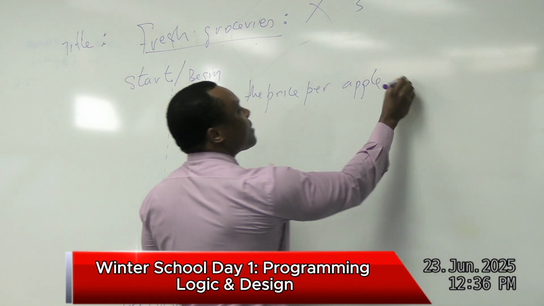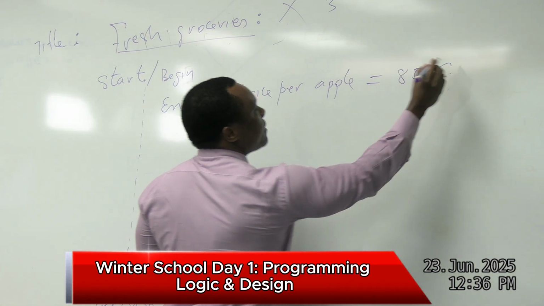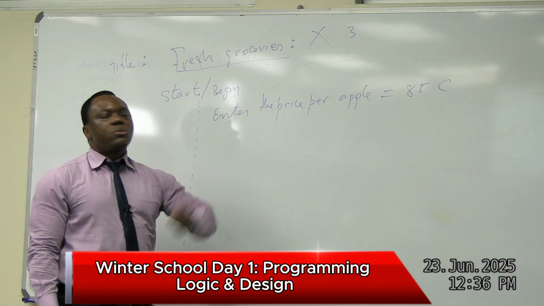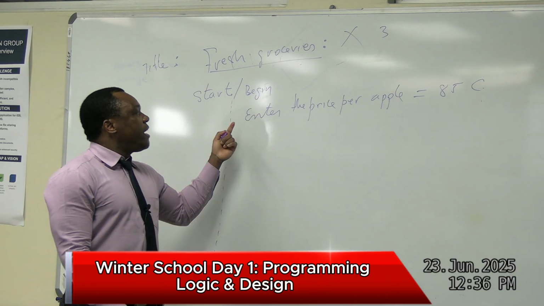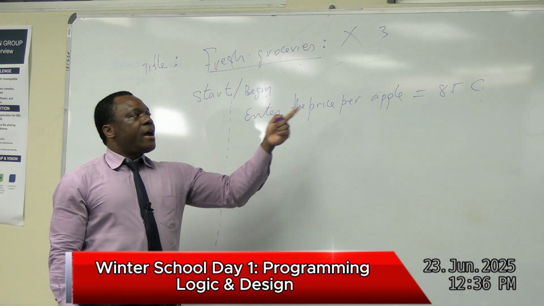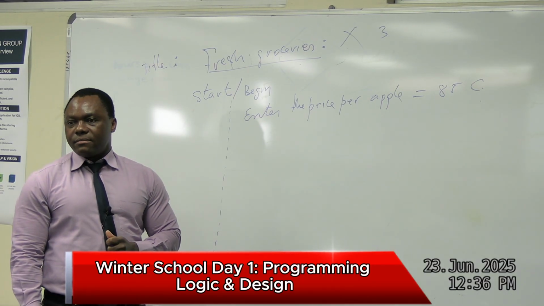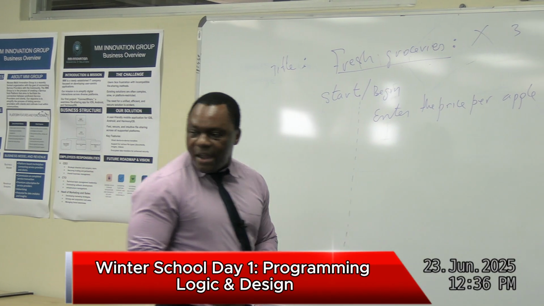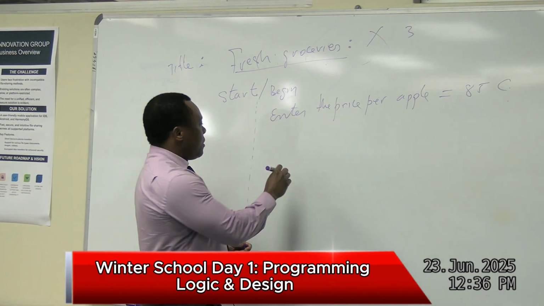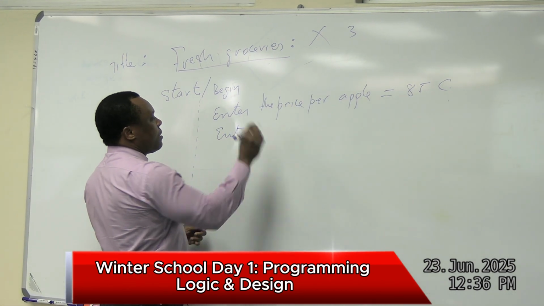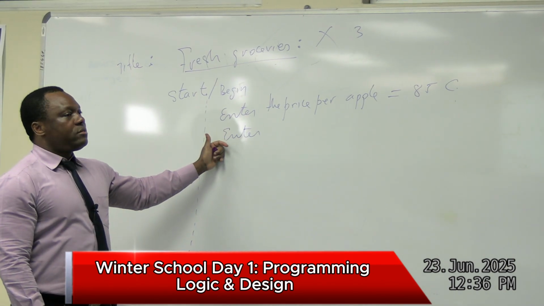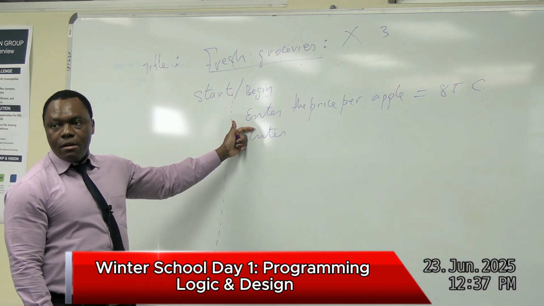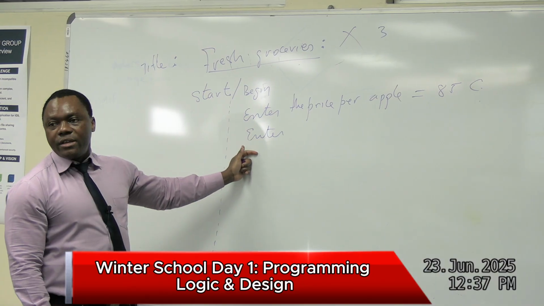Okay? That is assigned to 85 cents. Or you can say set the price per apple assigned to 85 cents. Or input the price of apple that is assigned to 85 cents. Correct? The second one is enter the price per apple that is assigned to, okay, just to avoid any confusion. If you start with entering, make sure that all your input will be with entering.